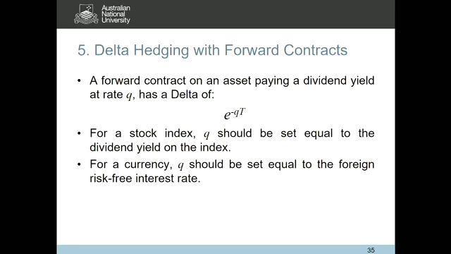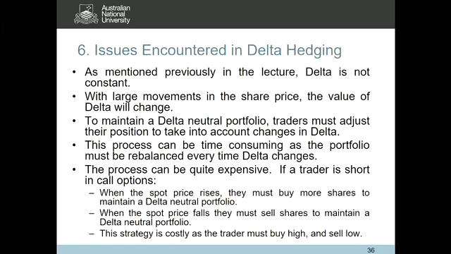What if it pays a dividend yield? Well, then you just remove the dividend yield. e to the power of negative QT times 1, because that's its delta. So it just becomes e to the power of negative QT. If it's a currency, then it'd be e to the power of negative the foreign risk-free rate times T. So we just remove that from the dividend yield. Sorry, from the delta.